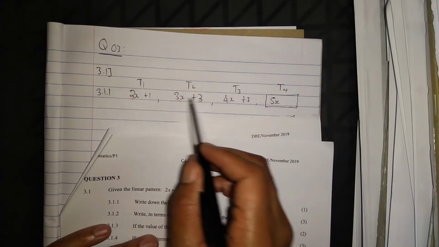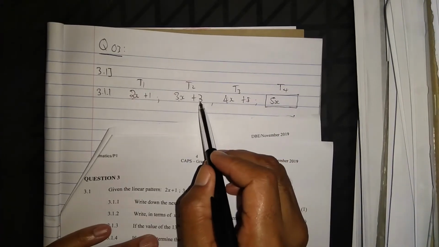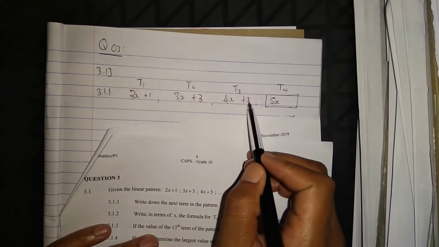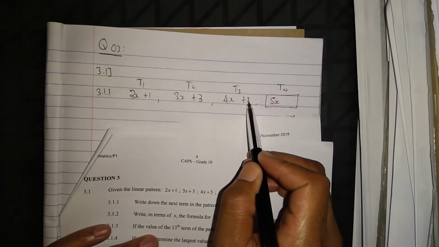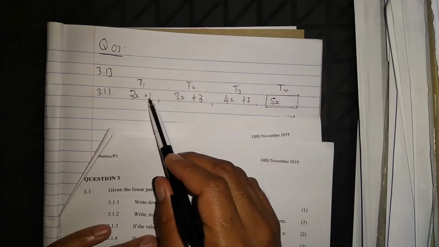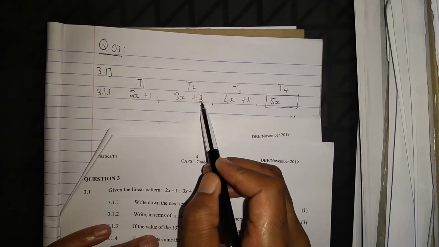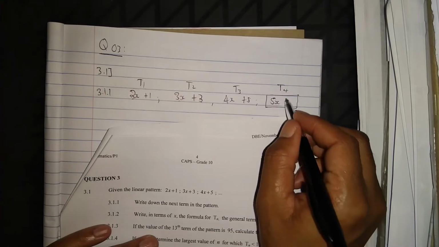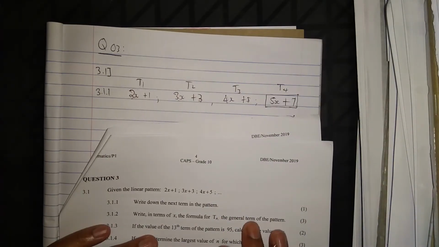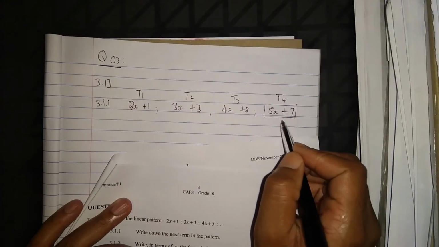Now let's check the constants in these expressions. We have 1, followed by 3, followed by 5. So I see that from 1 to 3, and from 3 to 5, it means increase by 2. 1 plus 2 is 3, 3 plus 2 is 5, 5 plus 2 we see is followed by 7 again, right? So our following term, the next term in this pattern, is 5x plus 7.